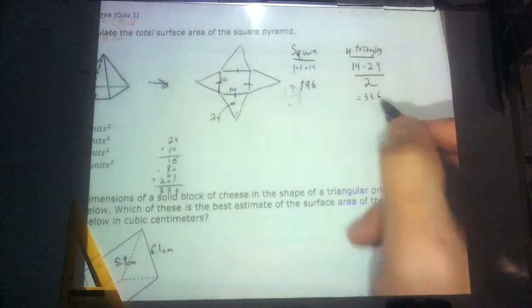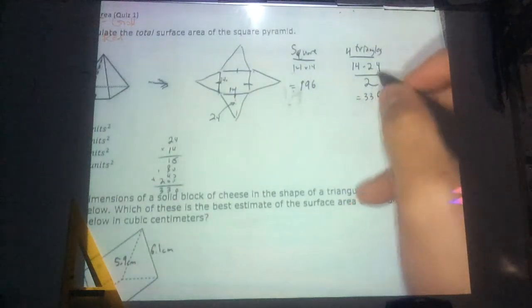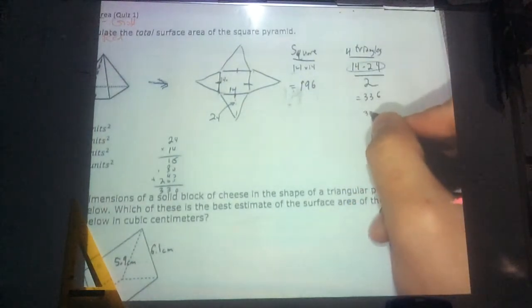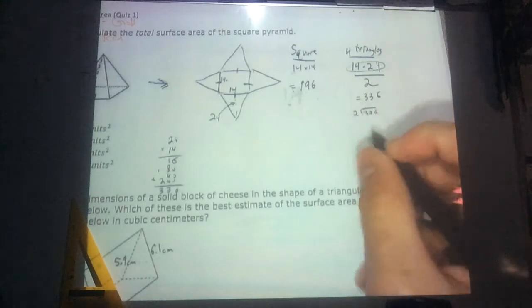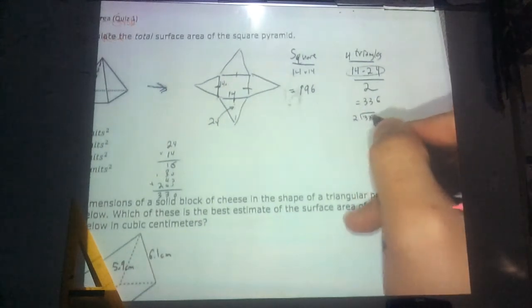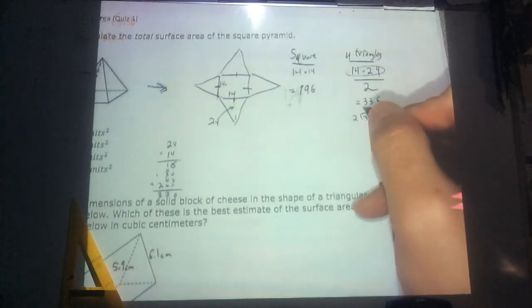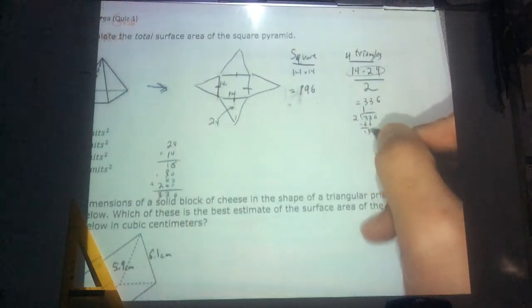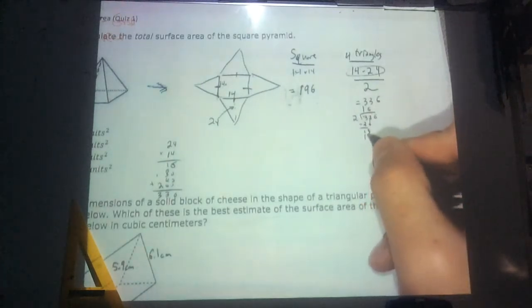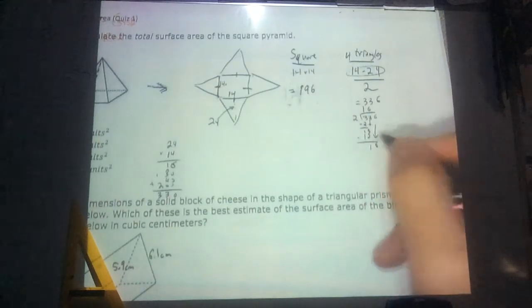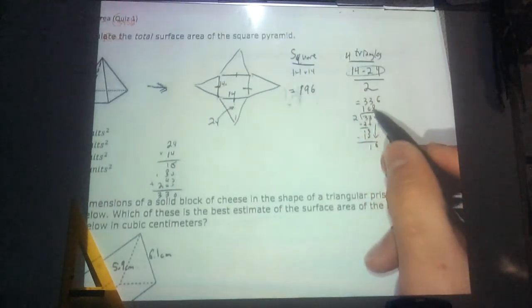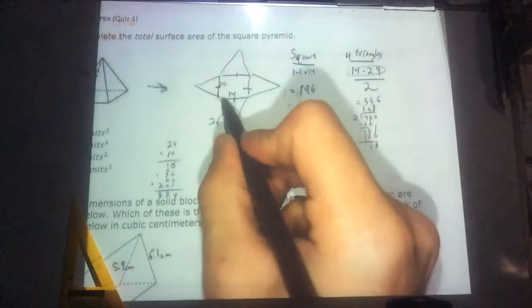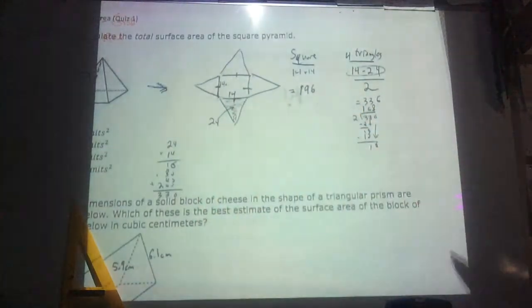Now I need to divide 336 by 2. So I just did this multiplication. So 2 goes into 3 one time. 2 goes into 13 six times, 6 times 2 is 12. 1, bring down the 6. That's 8. So 168 is the area of one triangle.